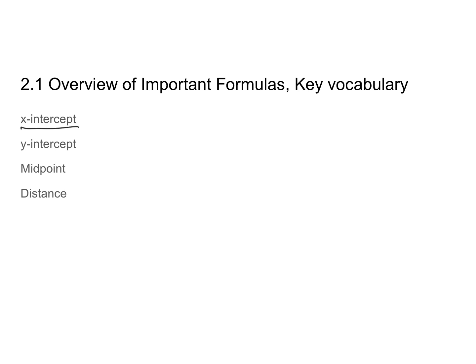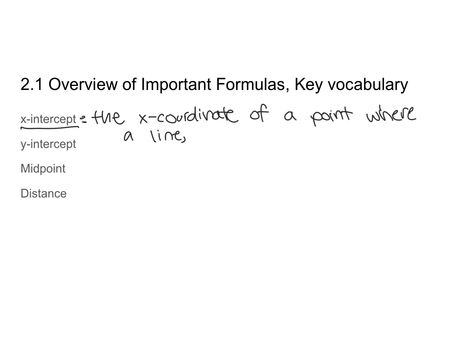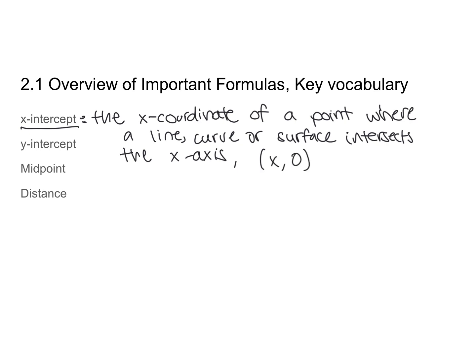So the x-intercept is the x-coordinate of a point where a line, curve or surface intersects the x-axis. It is usually written as x, 0.